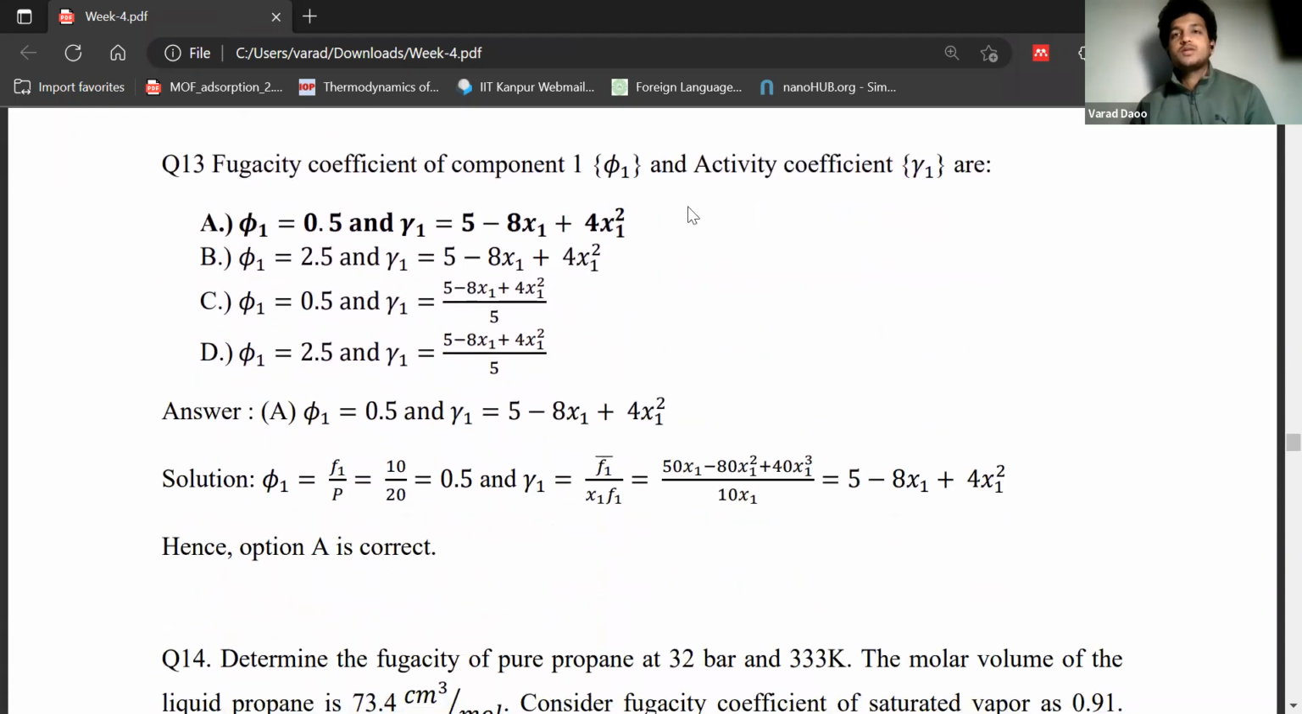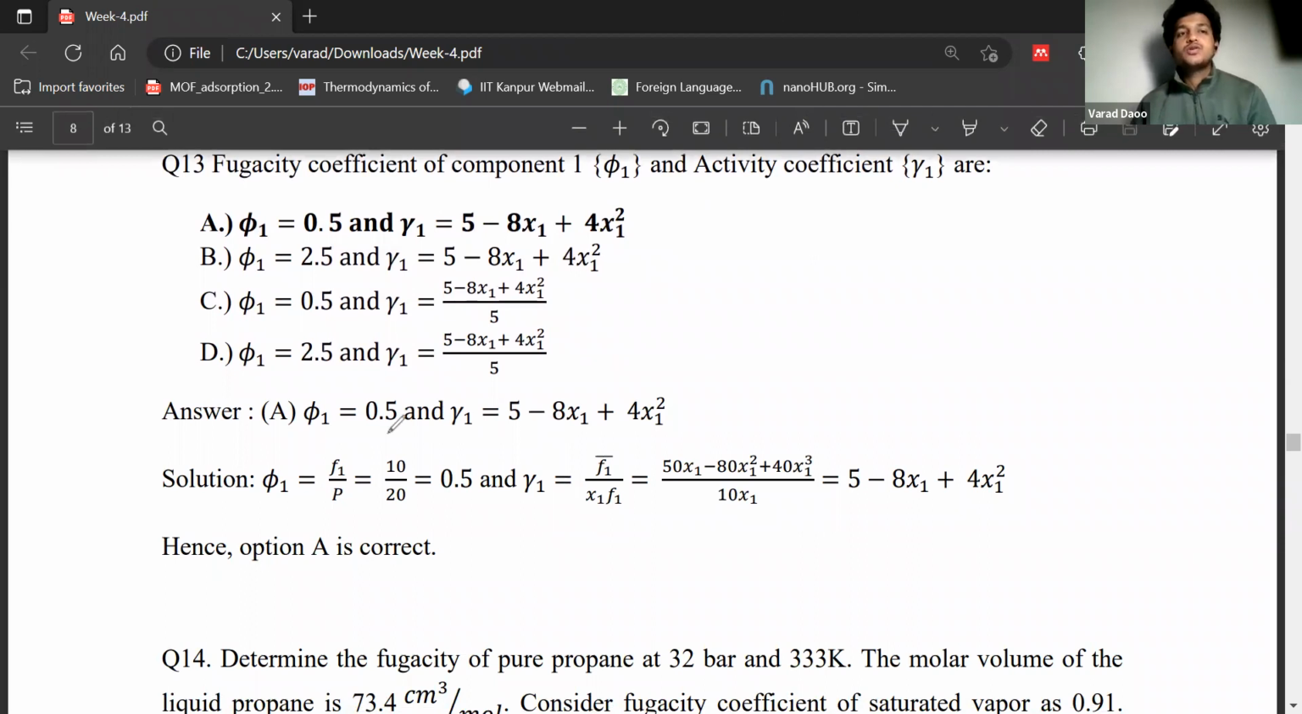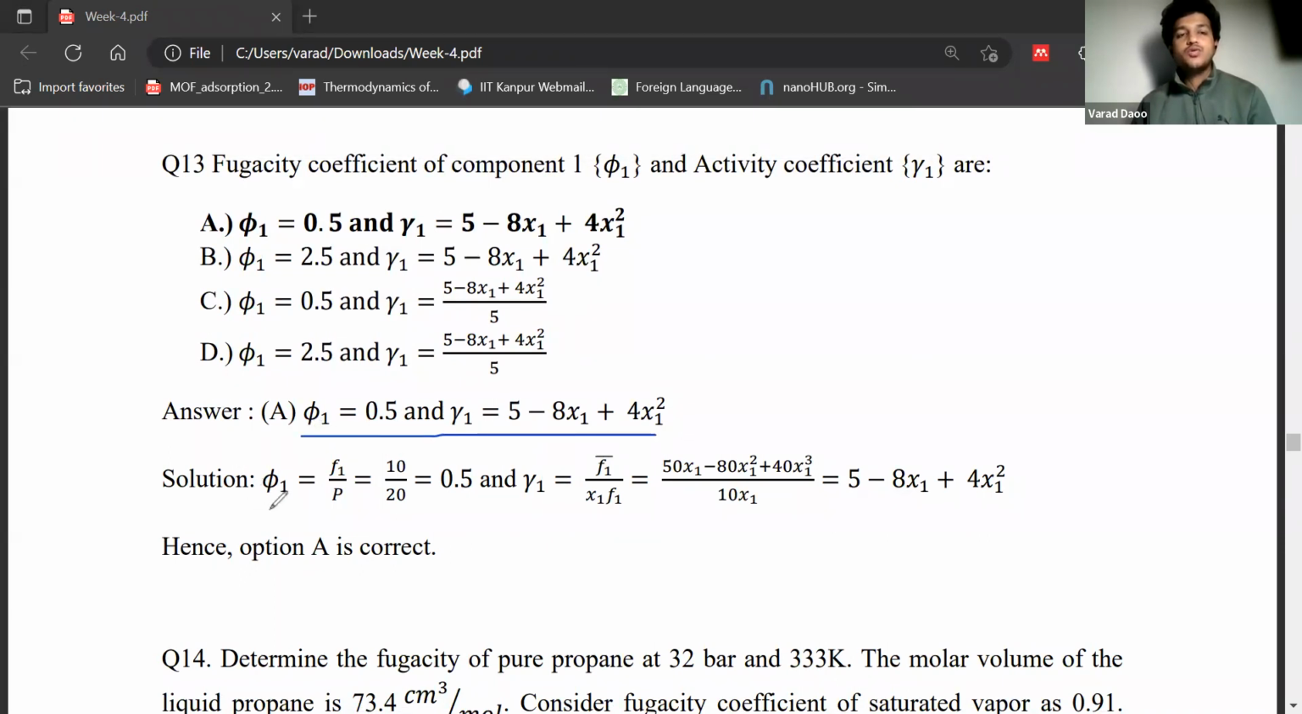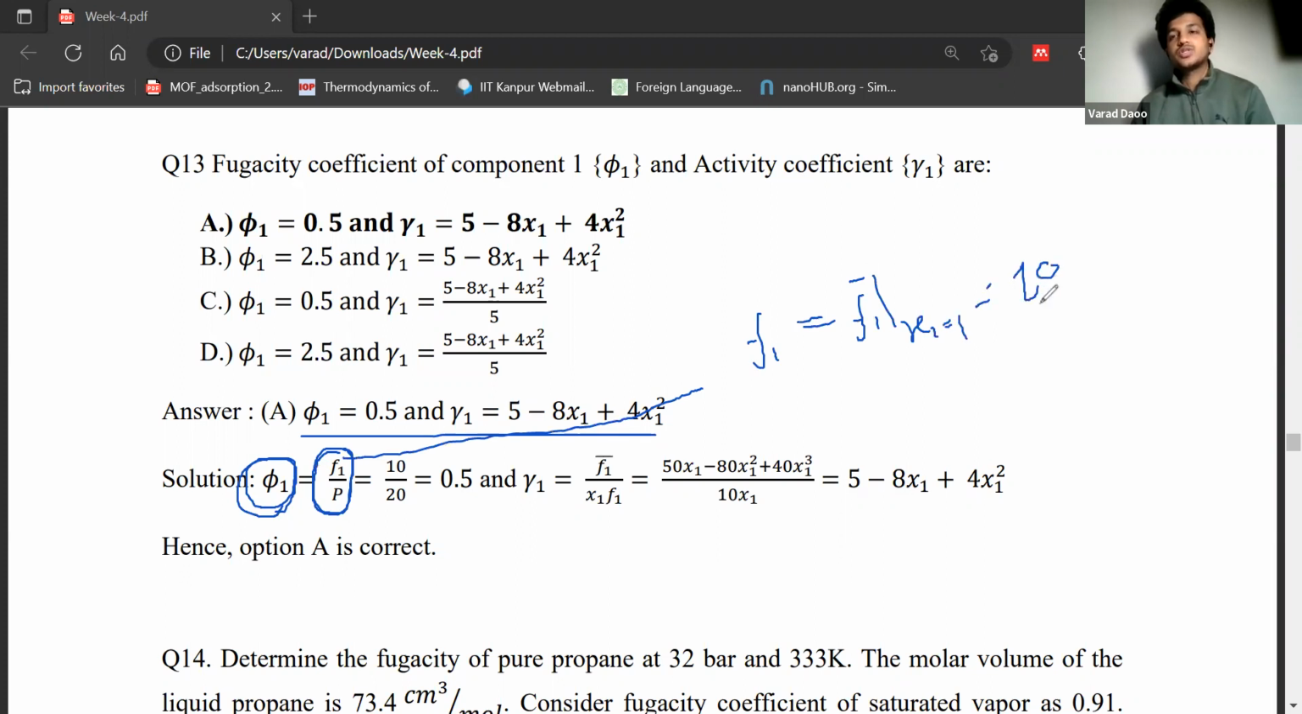Okay, so let me try to solve the question. What we have is this is the answer. So what is the fugacity coefficient? It is nothing but the ratio of fugacity and pressure. We already calculated the fugacity of pure component one, f1, when x1 equals 1. This we already calculated as 10 bar in our first question, question number 11, right? And pressure is given as 20. So phi 1 is nothing but 10 by 20, which is 1 by 2, which is 0.5, right?